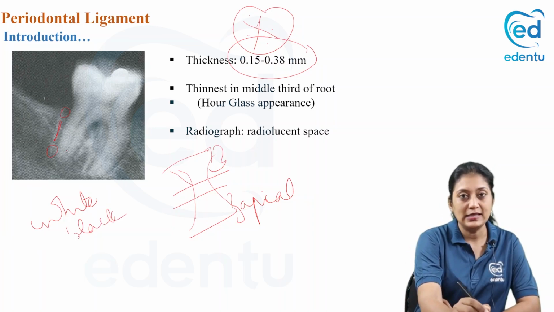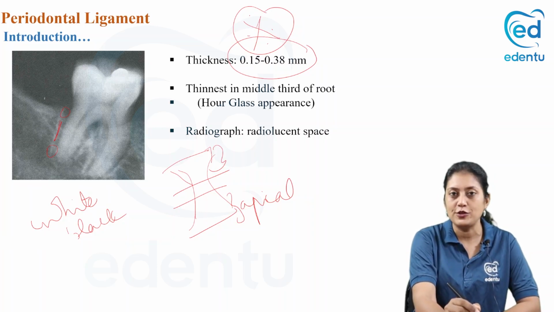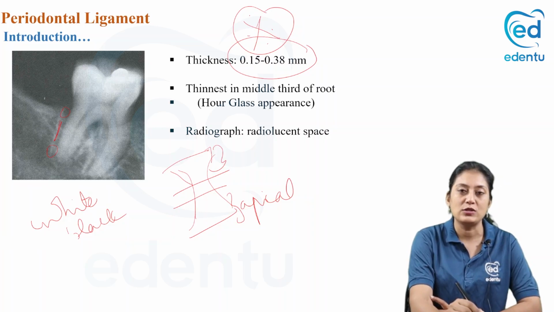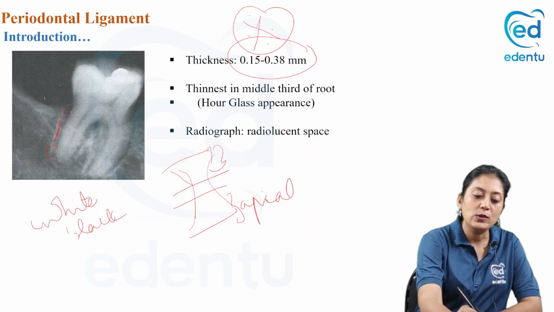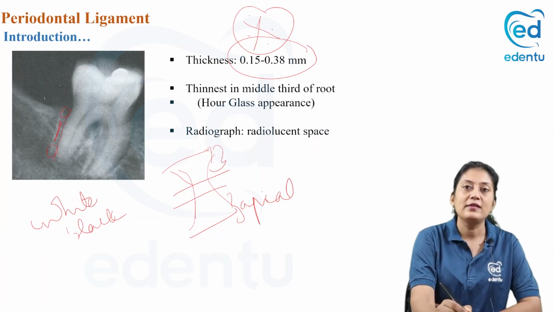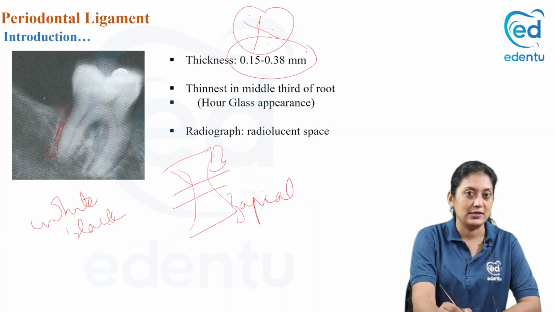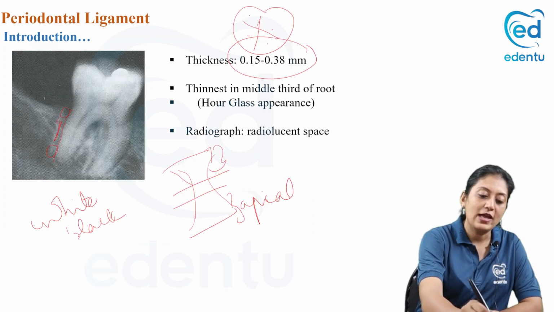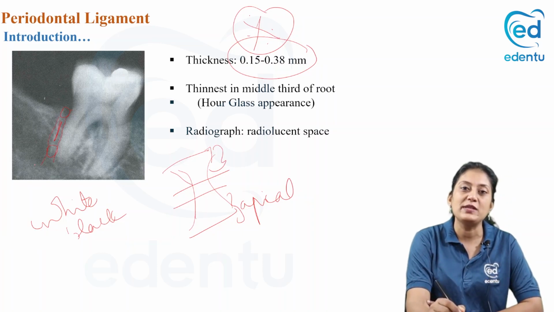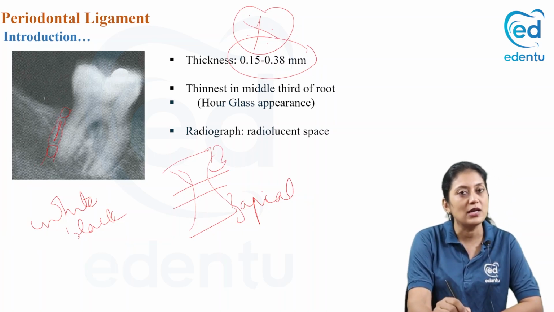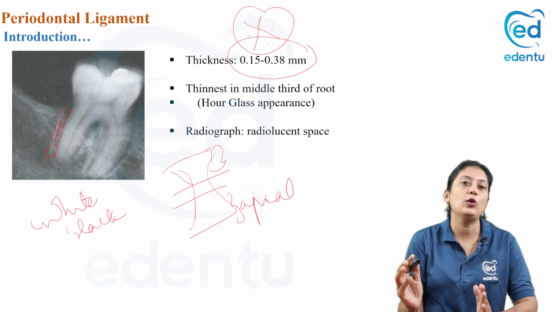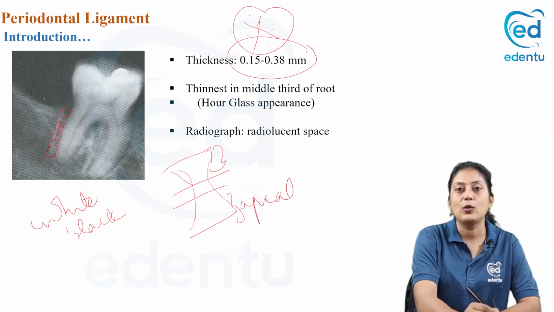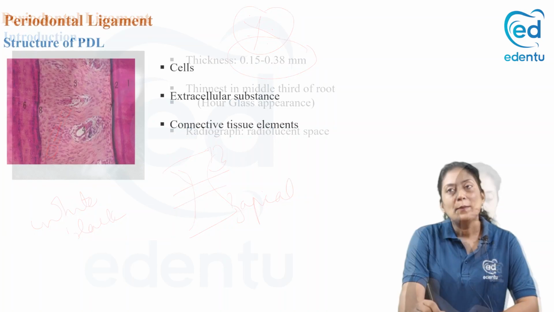So in this case, periodontal ligament is a soft tissue. There is no mineral content there, and that is why it appears as a radiolucent space. On one side you will see the cementum outline, which will be a radiopaque line because it is a hard tissue. On the other side you will see alveolar bone, whose outline will also be seen as a radiopaque line, because that is also hard tissue. So between two radiopaque lines, you will see a radiolucent space. That space denotes the periodontal ligament space.